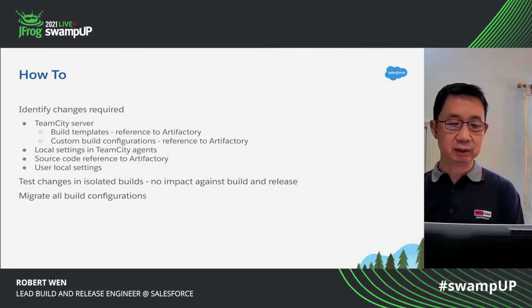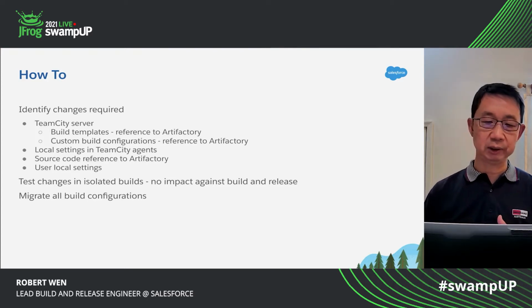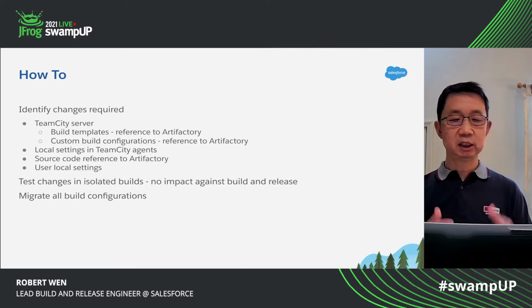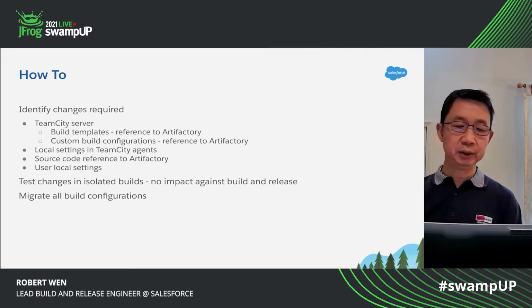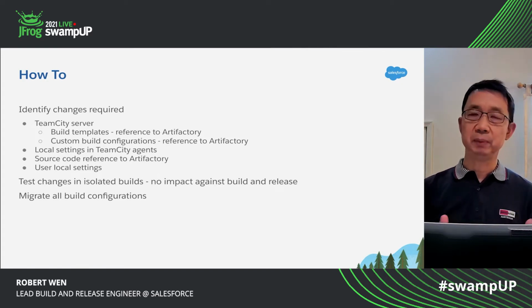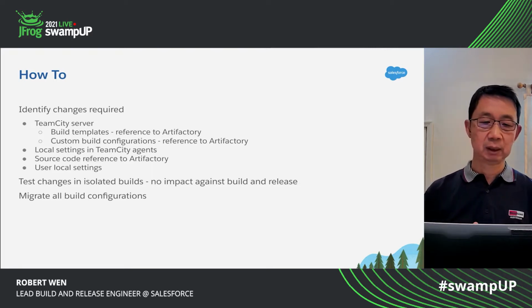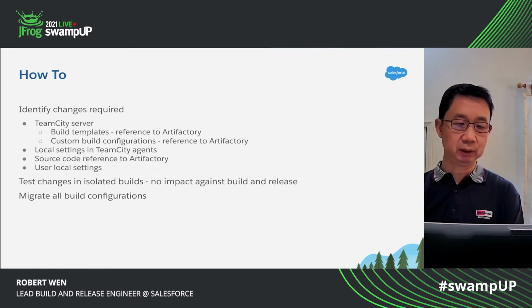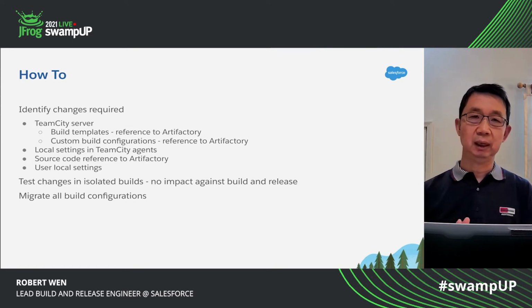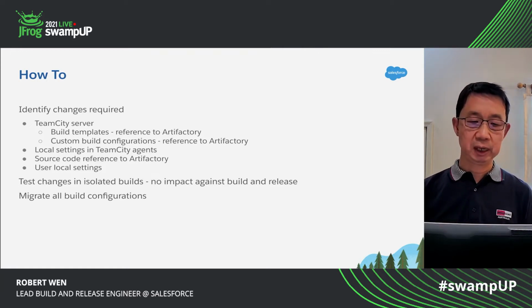Among the TeamCity agents, all the local settings that reference Artifactory also need change. Other than the TeamCity server and agent, in the source code, we need to look up all the references to Artifactory as well. Those all need updates. On the user side, in the local build environment, desktop or laptop, they have to change their settings to point to the new Artifactory.